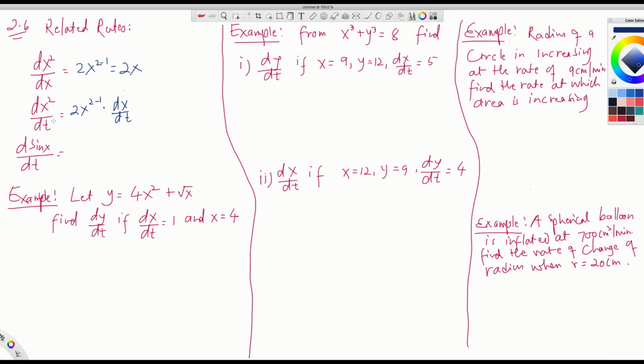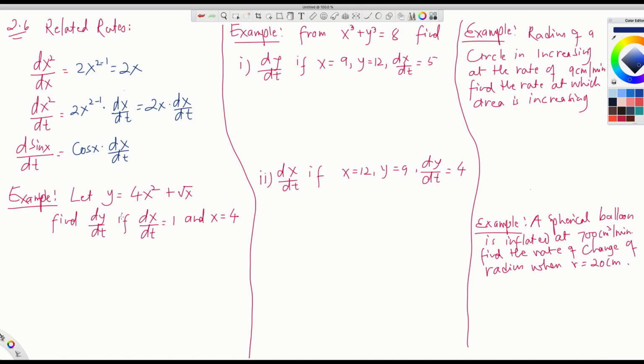Because they don't match. So what is the final answer then? 2x times x prime, or you can keep dx over dt. It's just the notation. So how about here? They don't match, right? What is the derivative of sine x? It is cosine of x times x prime, or you can keep dx over dt. Whatever notation you want to give, x prime or x dot, you need that extra derivative term again if they don't match.